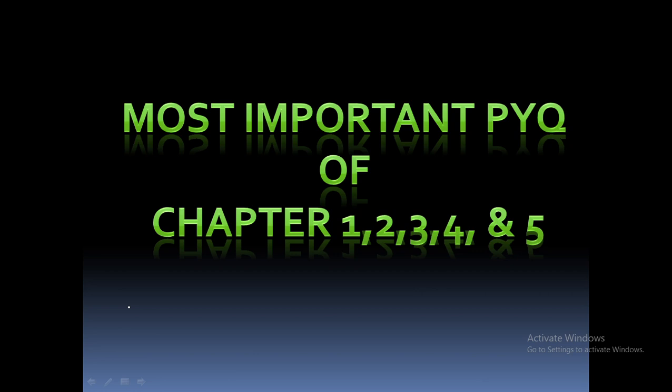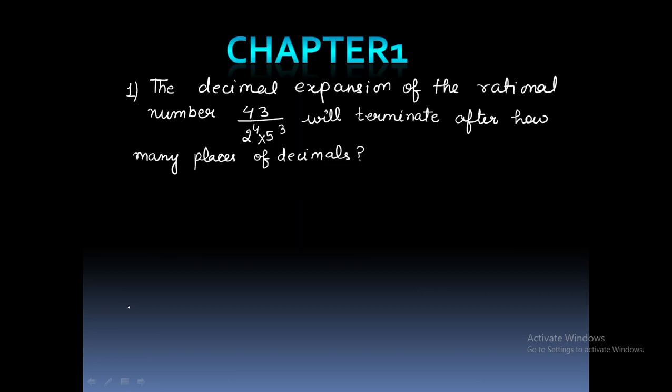Now first chapter, that is real numbers. The first chapter, real numbers. In this chapter, the first important question: the decimal expansion of the rational number 43 over 2 raised to power 4 multiplied by 5 raised to power 3 will terminate after how many places of decimal? We have to find out.